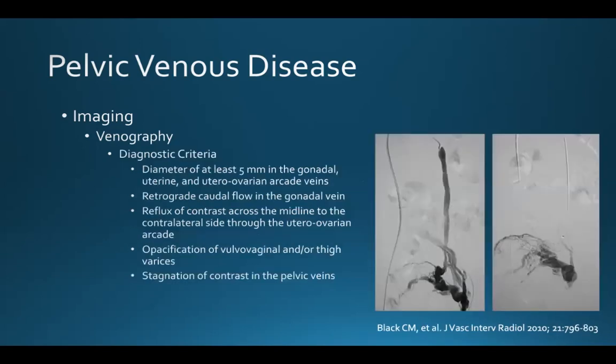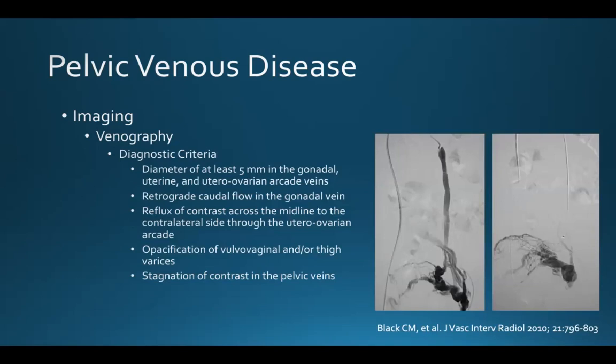On venography, there are several diagnostic criteria. We look for a diameter of at least 5 millimeters in the gonadal, uterine, and utero-ovarian arcade veins. We look for retrograde caudal flow in the gonadal vein and reflux of contrast across the midline to the contralateral side through the pelvic varices. We also might see opacification of vulvovaginal and thigh varices. And finally, we look for stagnation of contrast in the pelvic veins.